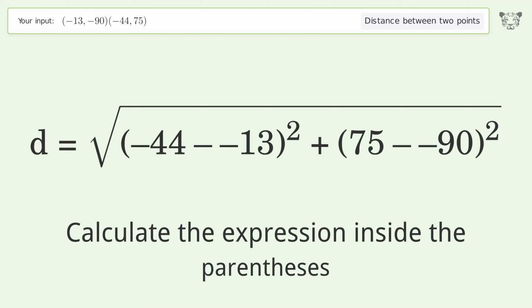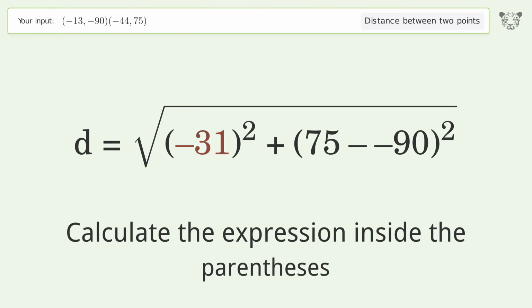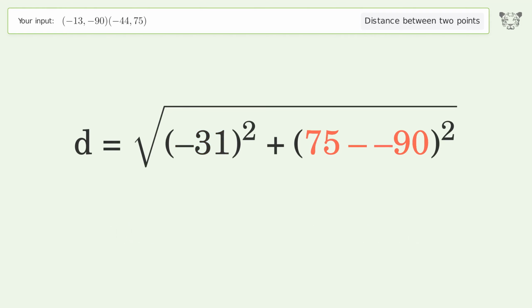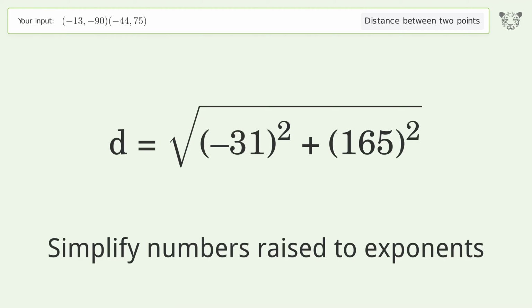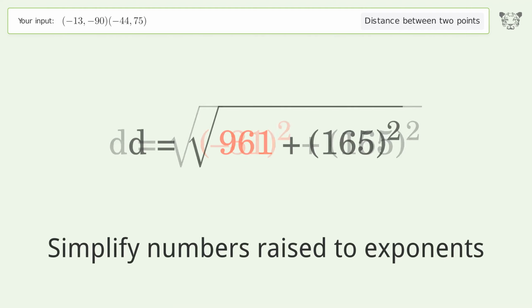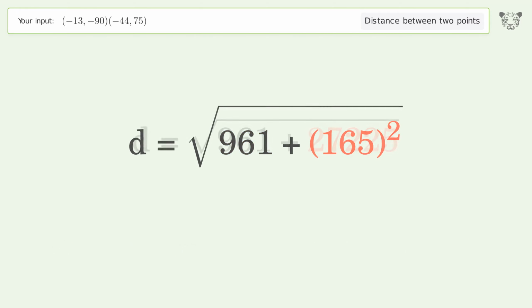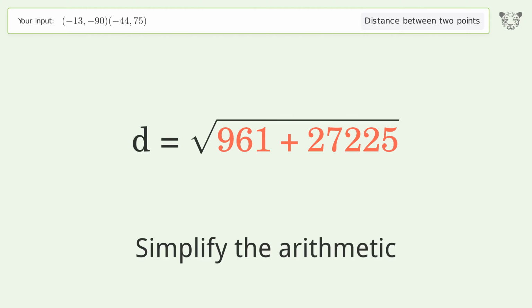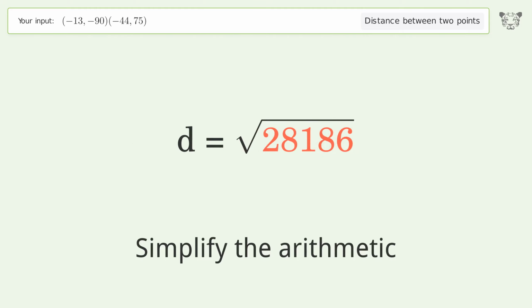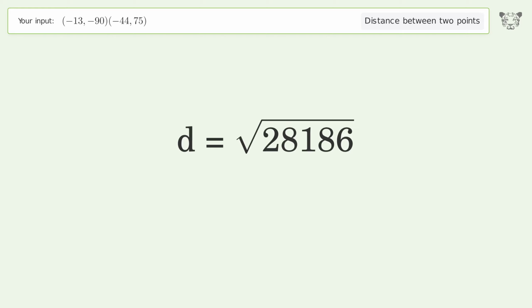Calculate the expression inside the parentheses. Simplify numbers raised to exponents. Simplify the arithmetic. And so the distance between the 2 points is the square root of 28,186, or 167.887.